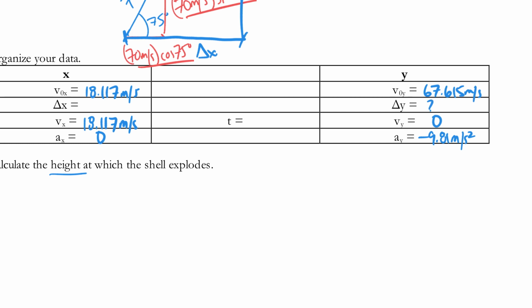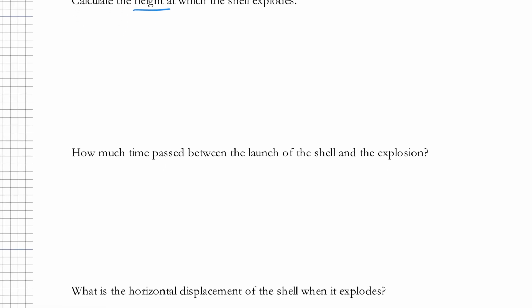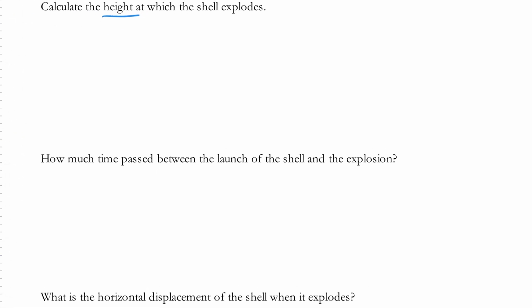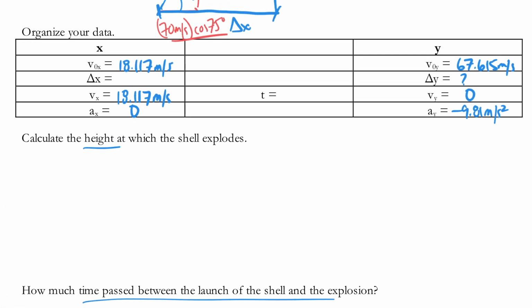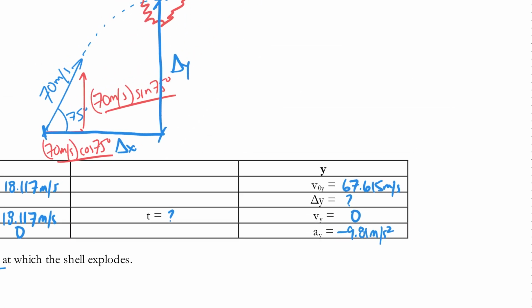What else do I want? How much time has passed between the launch of the shell and its explosion? Okay, always got to be careful when we see time in these things. We want to make sure that we're not going to end up with a quadratic. Remember this. Here's the equation that will give you a quadratic. Delta Y equals V naught T plus 1/2 AT squared.